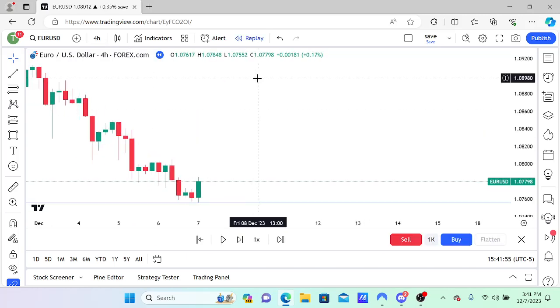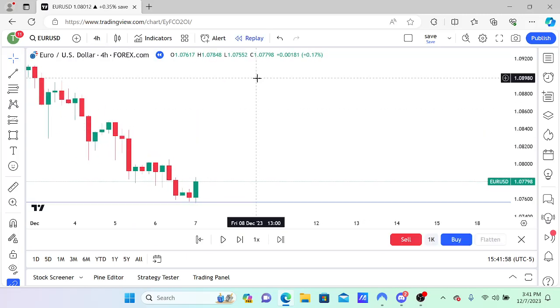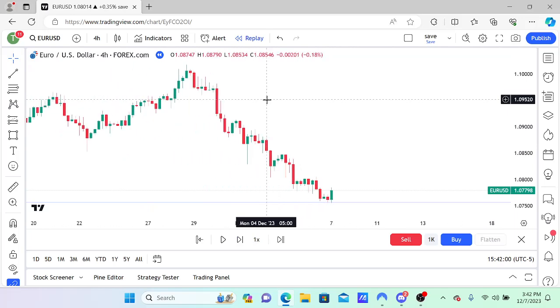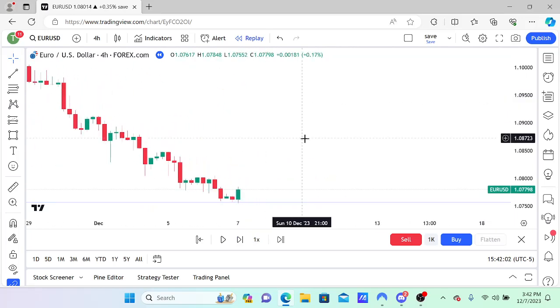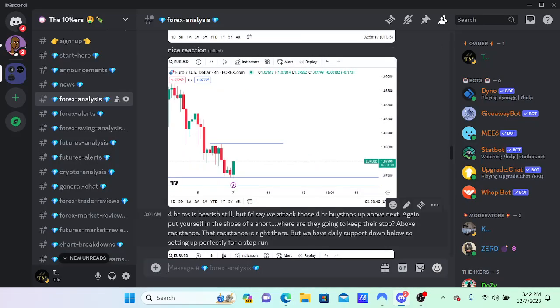So we're reacting off that daily level, but the 4 hour market structure here is bearish, as you can see, and that's fine. That's absolutely fine. Let's navigate back over to the Discord real quick. I want to bring what I said down here to your attention. 4 hour market structure is bearish still, but I'd say we attack those 4 hour buy stops up above next.